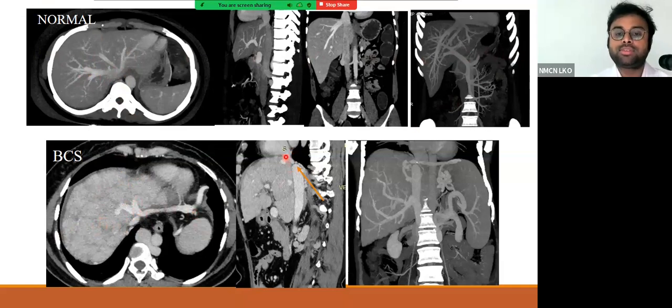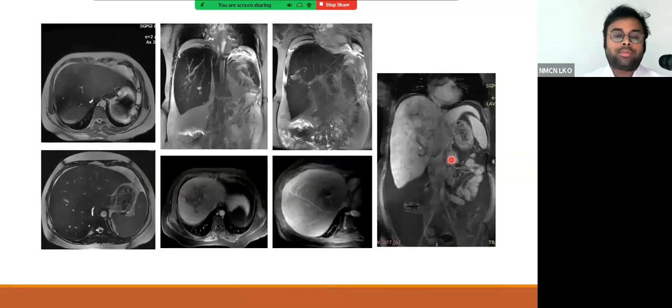In the same patient, in sagittal image, we can see presence of IVC web. Here we can see the signs of portal hypertension, gastric varices, and the collateral draining the middle and left hepatic vein is also seen here.